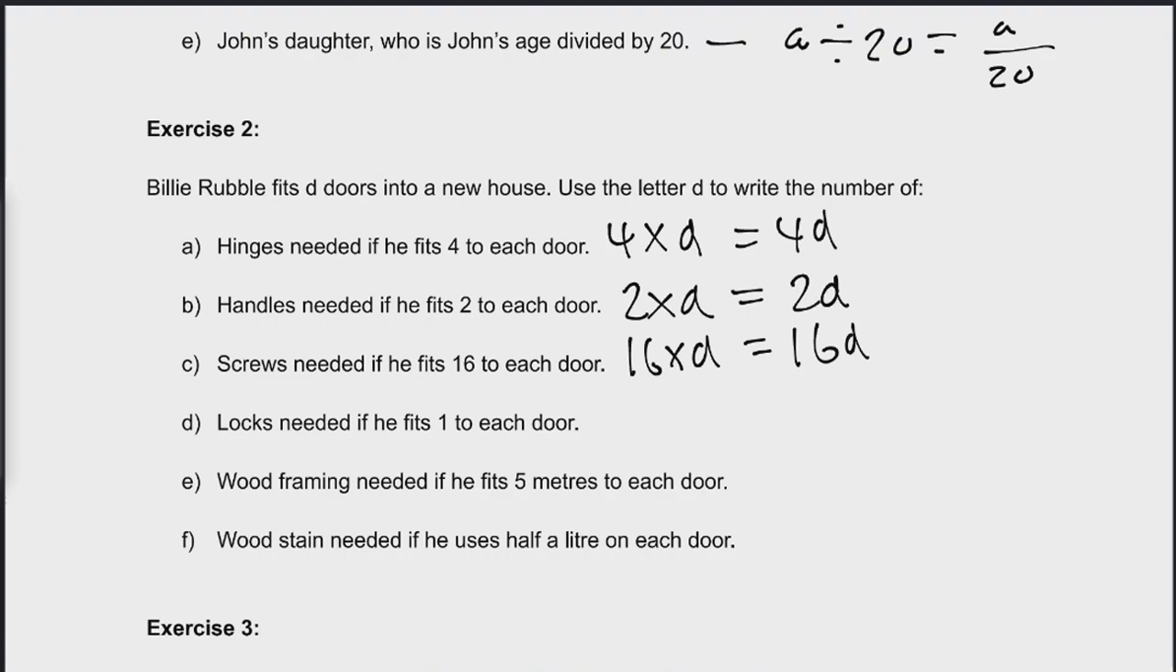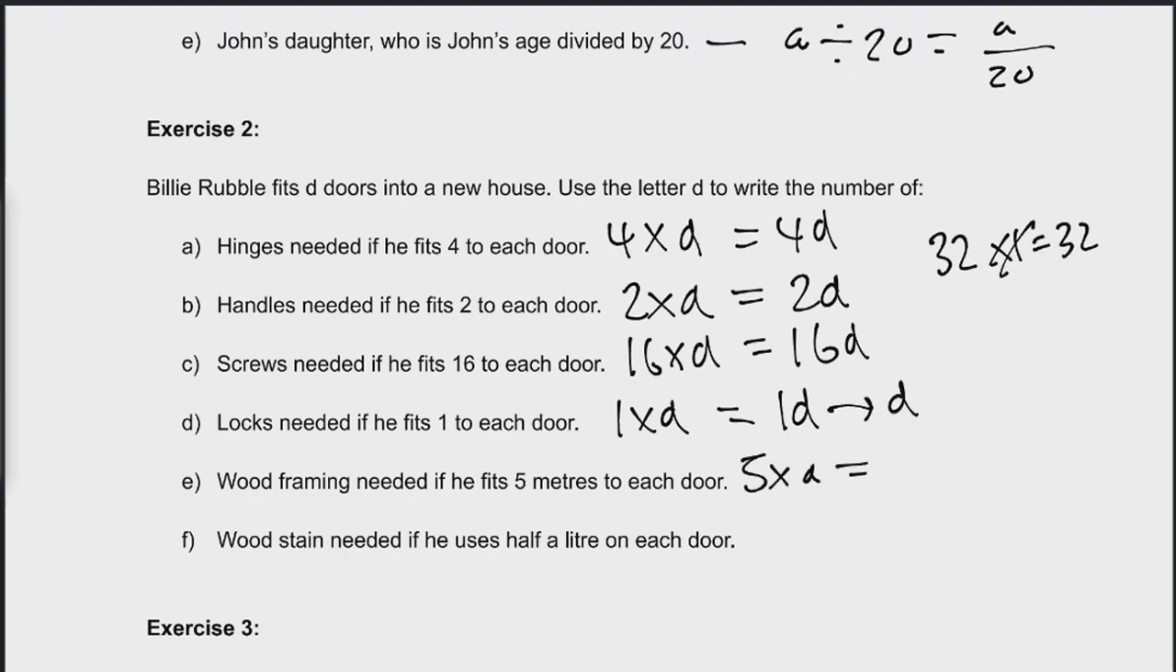Locks needed if he fits 1 to each door, that is going to be 1 times D, which you're not going to write as 1D, you're just going to write as D, because it's one lot of D. If D, for example, is 32, well, 32 times 1 is always going to be 32. So that 1 does not really change anything. Wood framing needed if he fits 5 meters to each door, that is going to be 5 times D, which is going to be 5D.